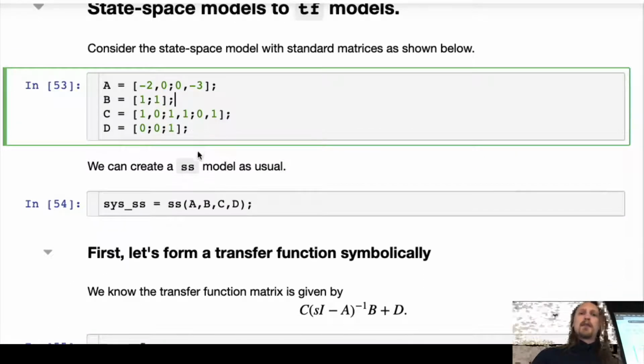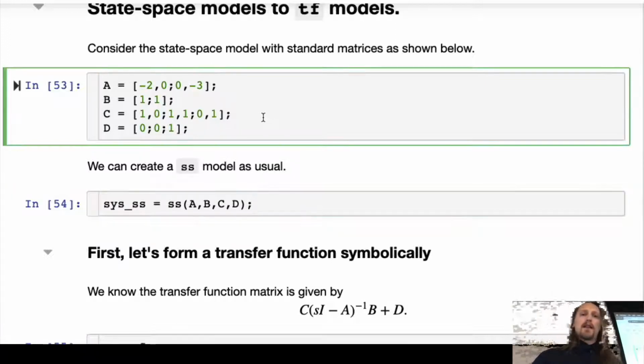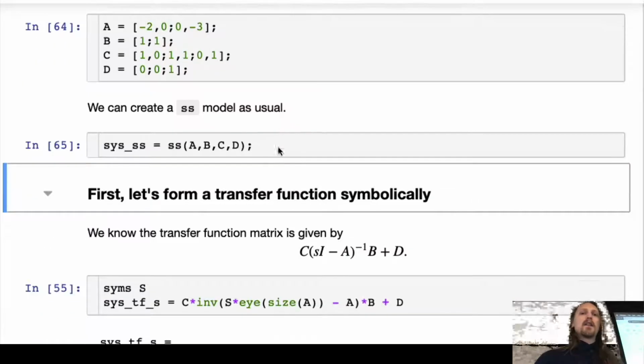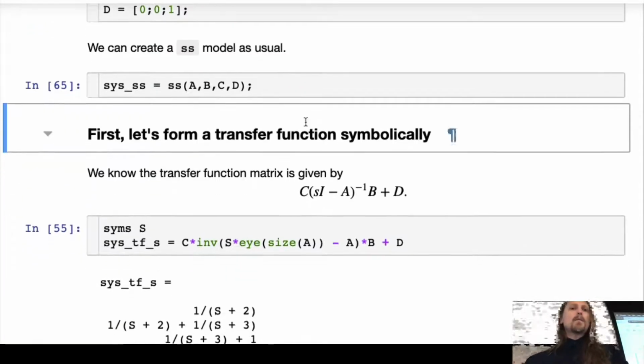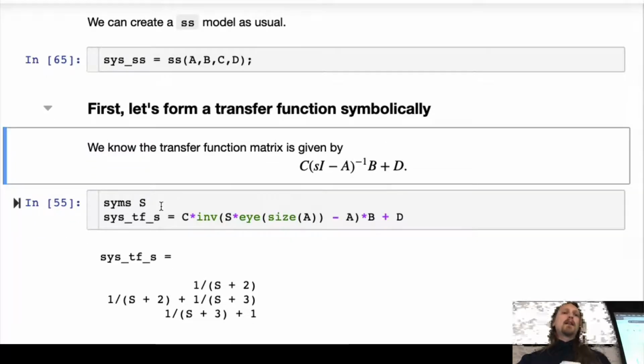So we can create a state space model as usual with this SS command, but we're interested in the transfer function models associated with this. So we can do it symbolically. This is our nice transfer function matrix equals C times (sI minus A) inverse B plus D equation, which allows us to convert. And we can do that symbolically if we like.